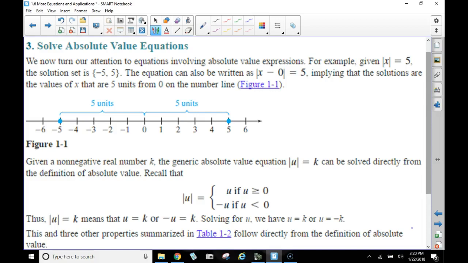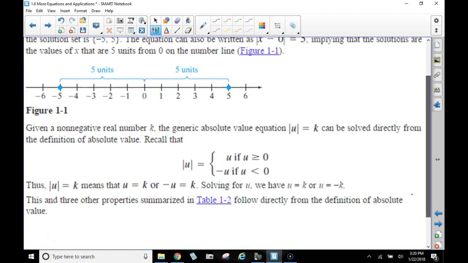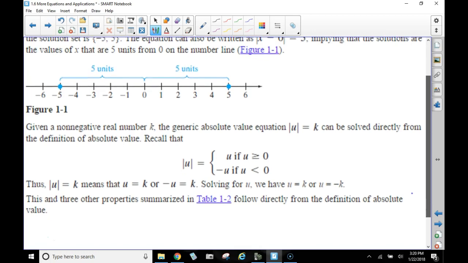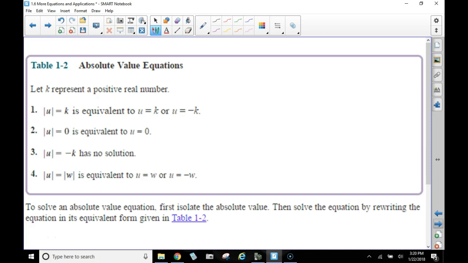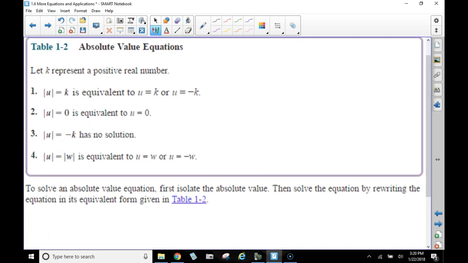Next in this section, we're going to be looking at solving absolute value equations, all different types of absolute value equations. You cannot just ignore the fact that there are absolute values in an equation. The absolute values are a game changer, okay? And so it talks to you about why they are a game changer, but in Table 1.2, they actually give you an outline on how to attack solving different types of absolute value equations.